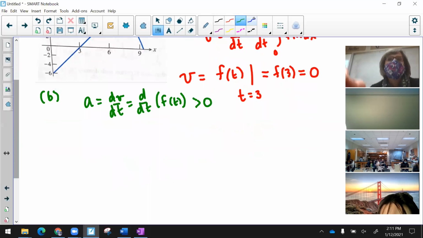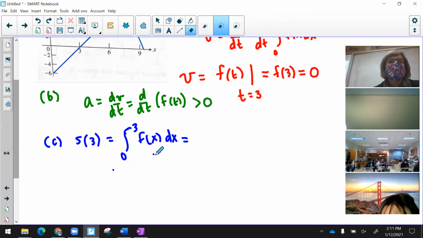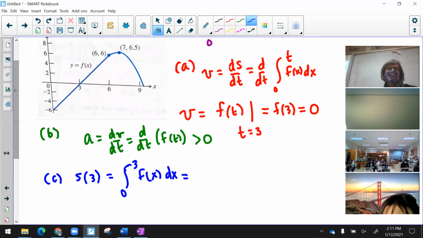All right. Harvey, read us part C, please. What is the particle position at t equals 3 seconds? All right, position at 3. I'm just going to take my expression for position and substitute in 3. So I'm going to take the integral from 0 to 3 of f of x dx. I can do this at least 2 different ways. What are you thinking about? How can I evaluate this integral?